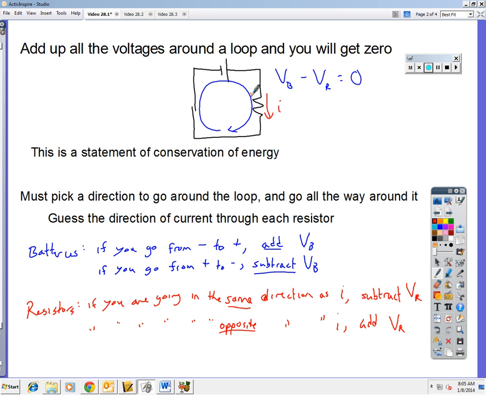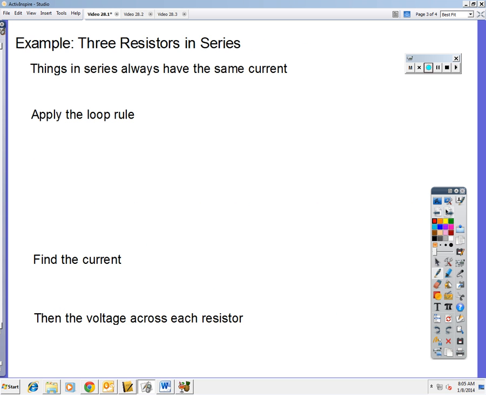Now, it's very simple for a single loop circuit, more complicated for multi-loop, but for now we'll just look at the single loop. And so let's say that we've got 3 resistors in series with a battery. So I'll say that the battery voltage is E, and then you've got 3 resistors, R1, R2, and R3.